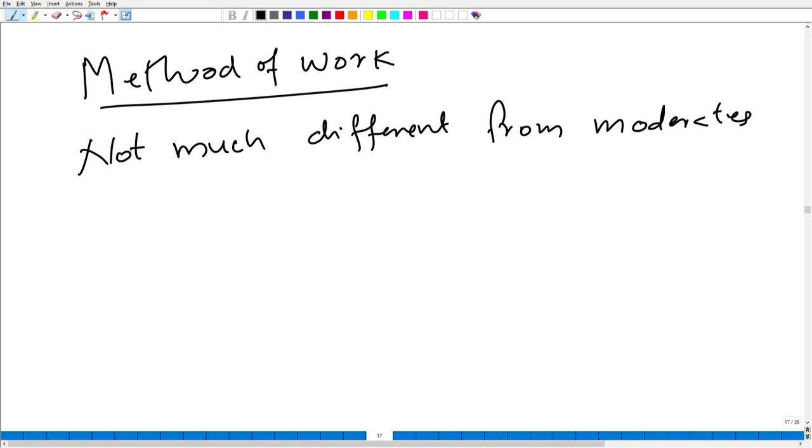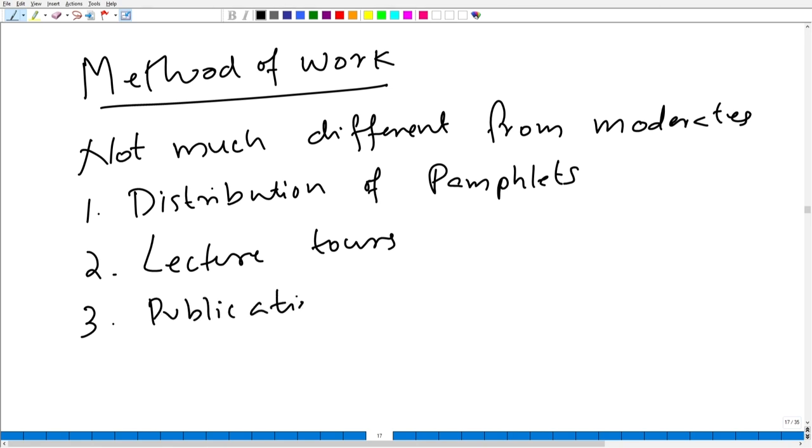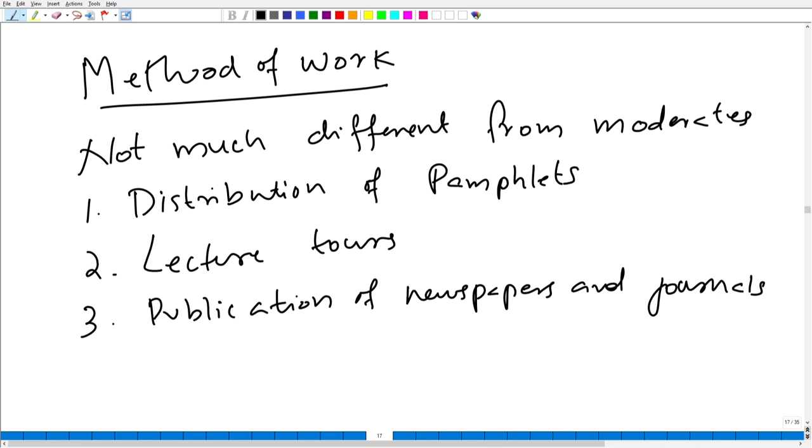The method of work of the Home Rule Leaguers included distribution of pamphlets, lecture tours, and wide publication of newspapers and journals. These were the methods adopted by the Home Rule Leaguers. When we compare with the method of work of the moderate elements of the Indian National Congress, the method adopted by the Home Rule Leaguers was not much different from that of the moderates.